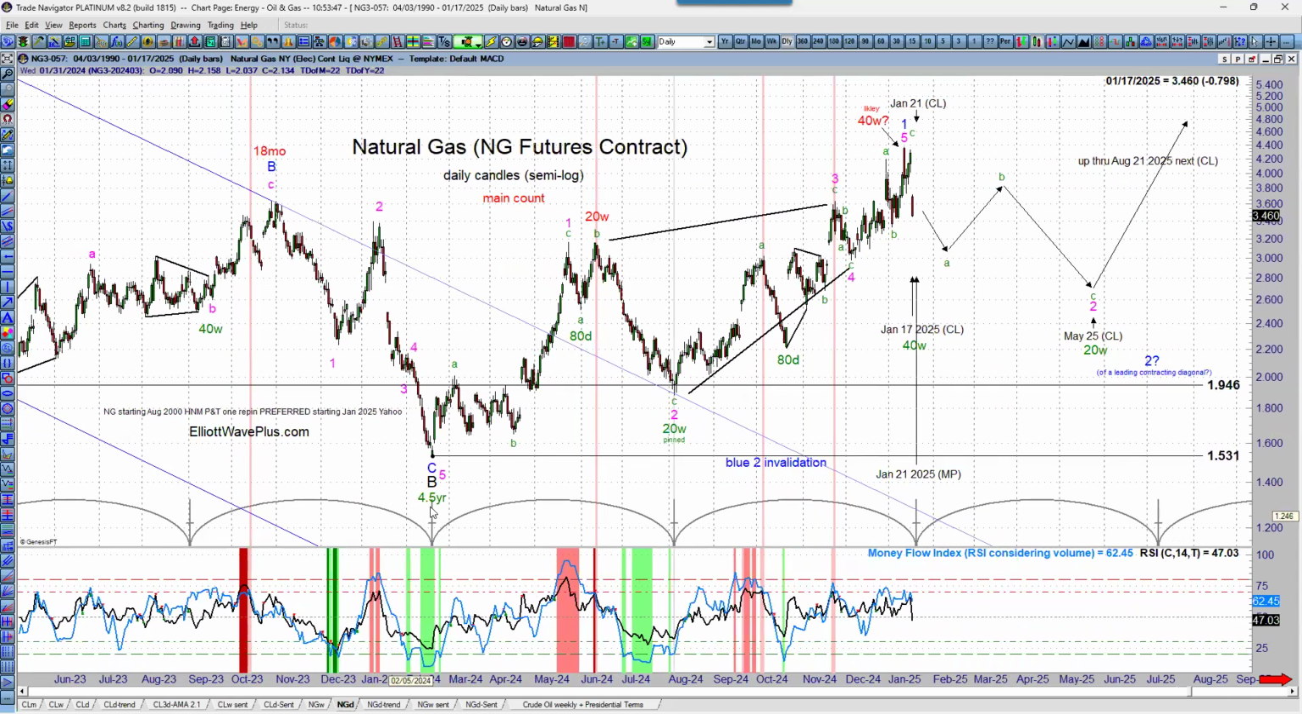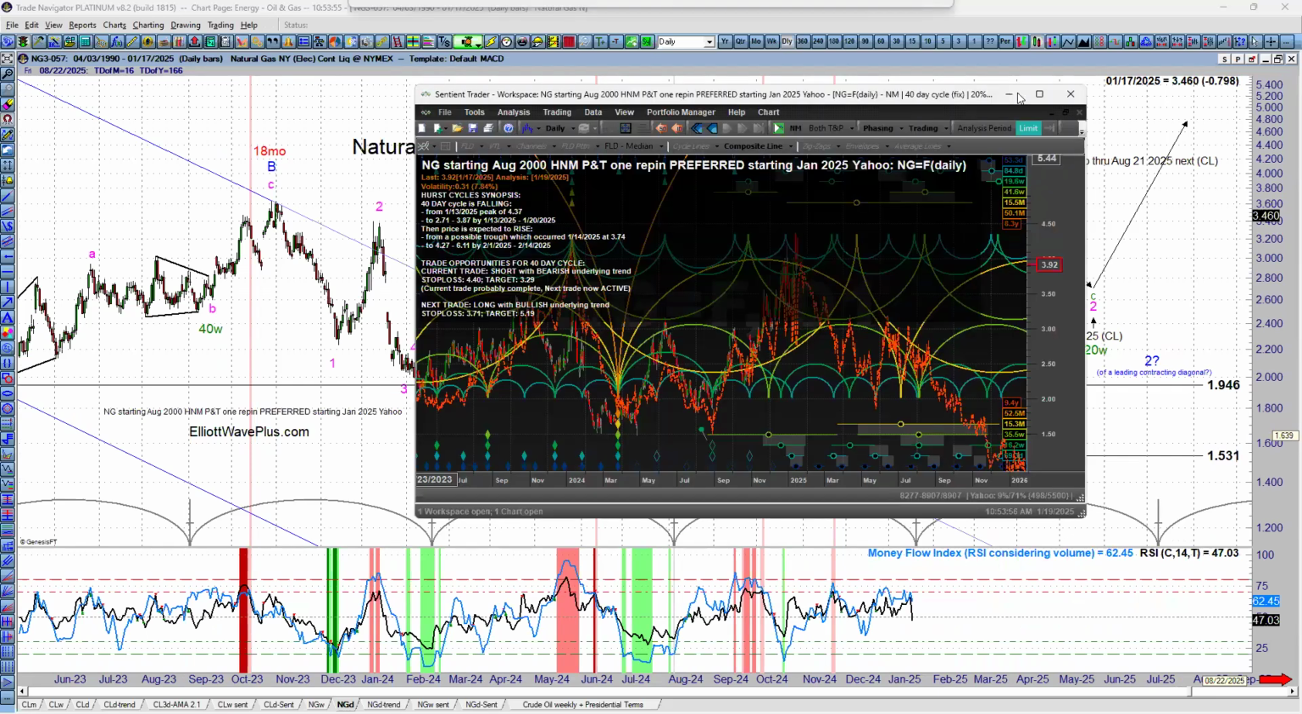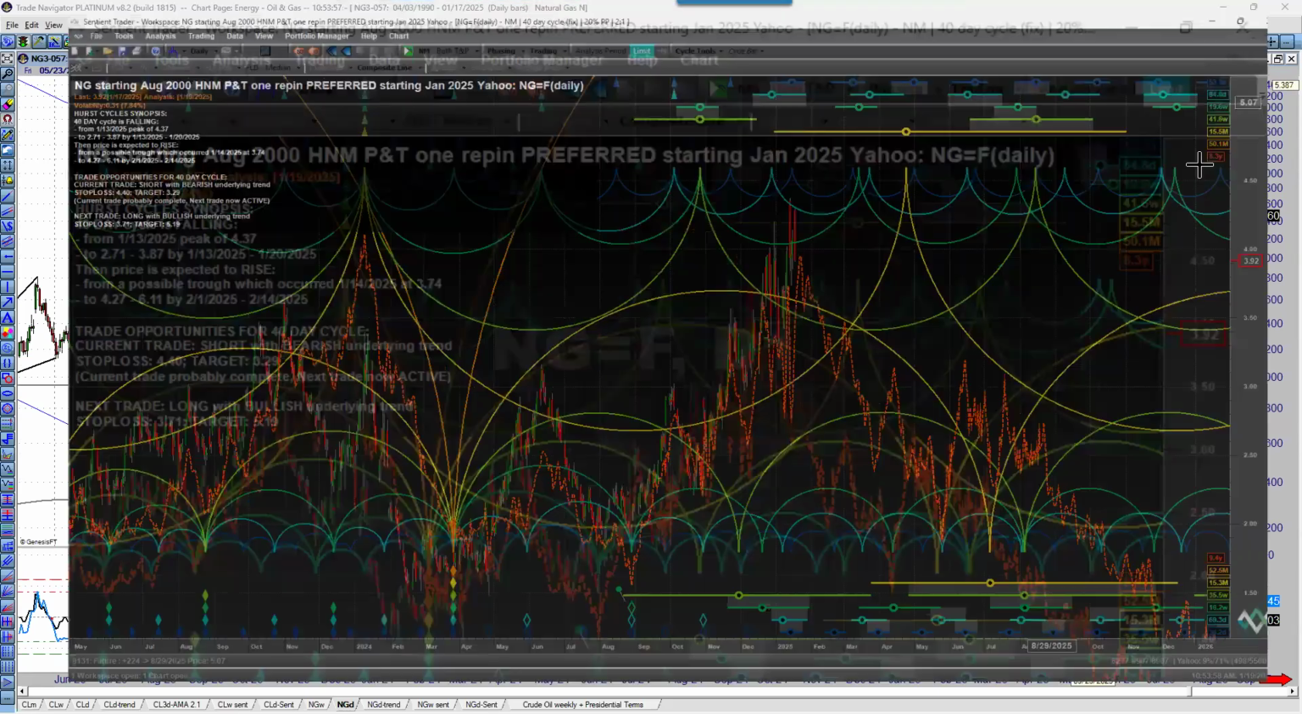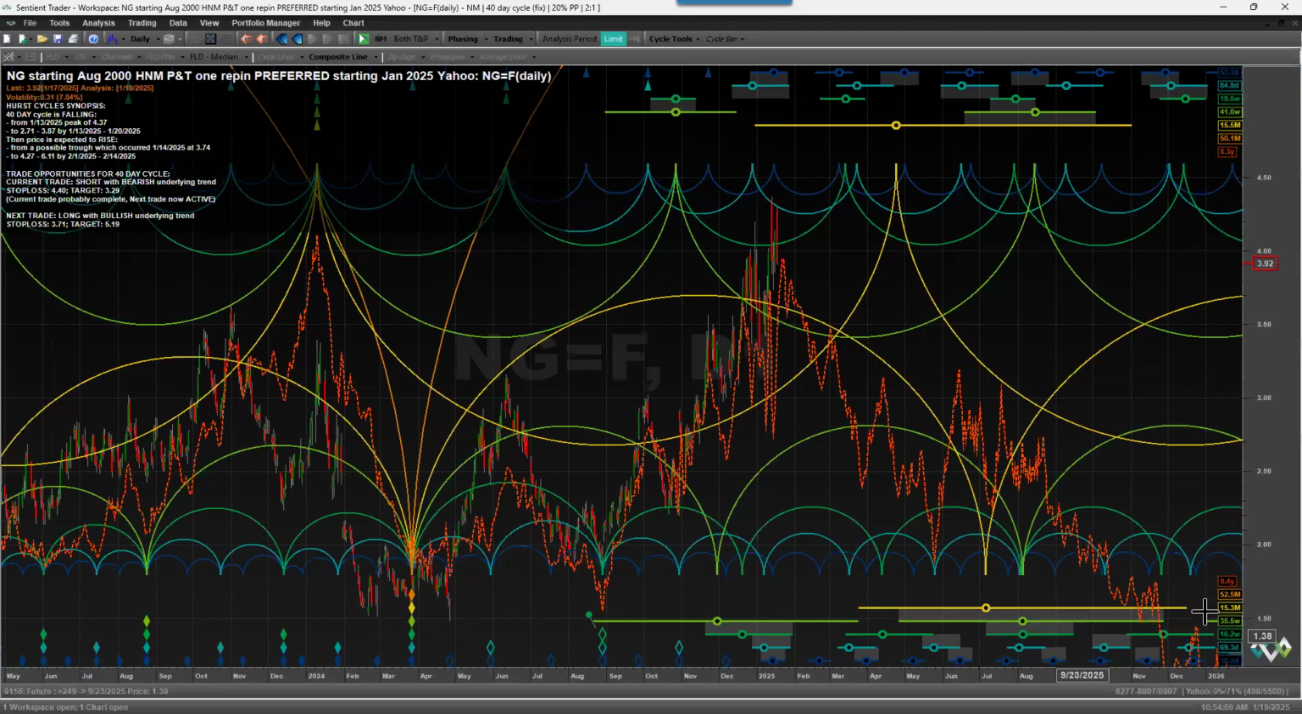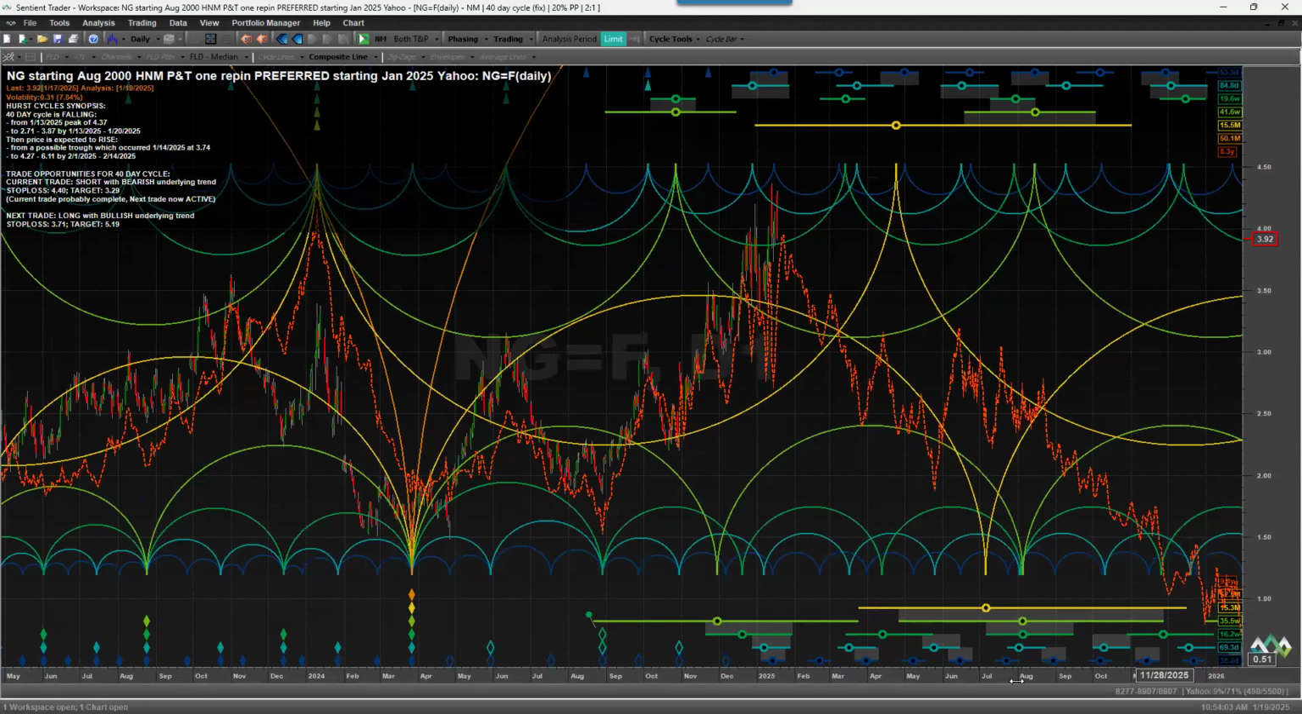And so if that was a 20-week cycle trough, then this would be the roadmap on Hurst, and it's bearish.